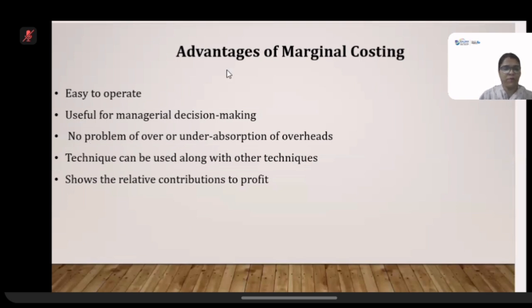So I think we can stop here and I'll explain the advantages and disadvantages. Whoever is on unmute, please mute yourself.